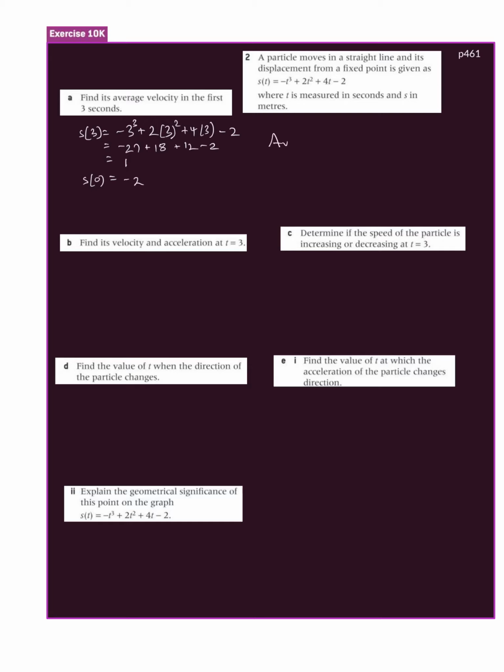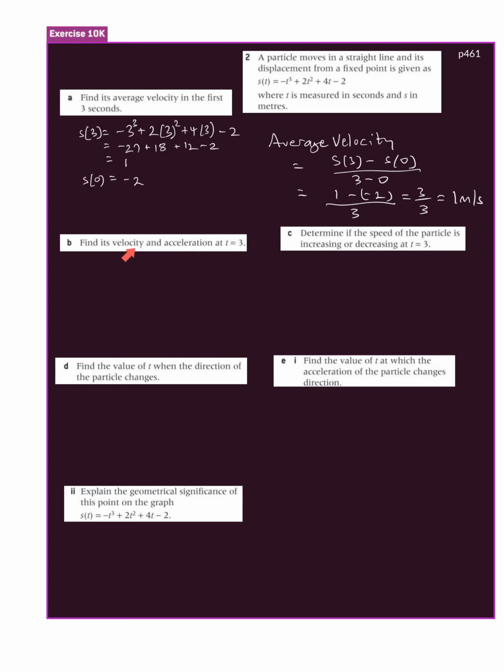And remember, the average velocity equals S3 minus S0 over 3 minus 0. S3 is 1, S0 is minus 2. We'll put that over 3. 3 over 3 equals 1 meter per second.